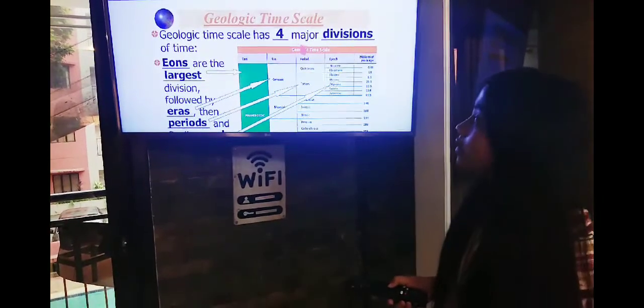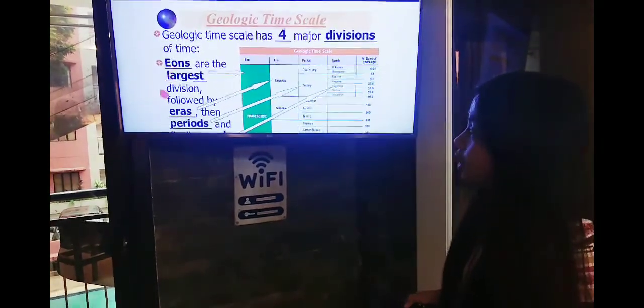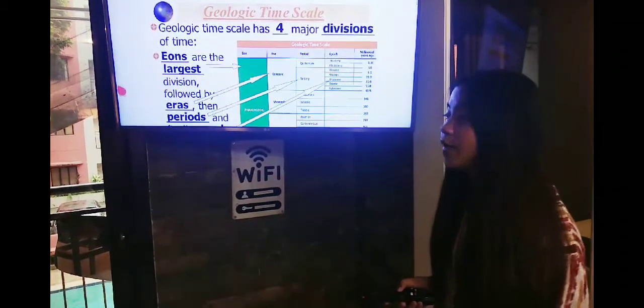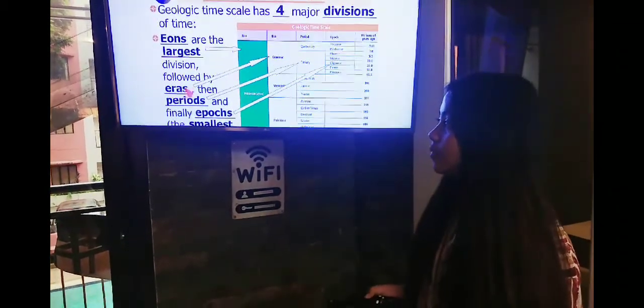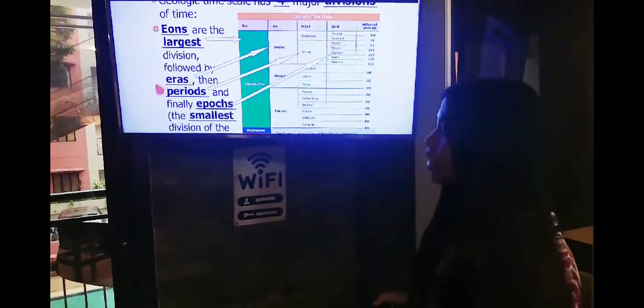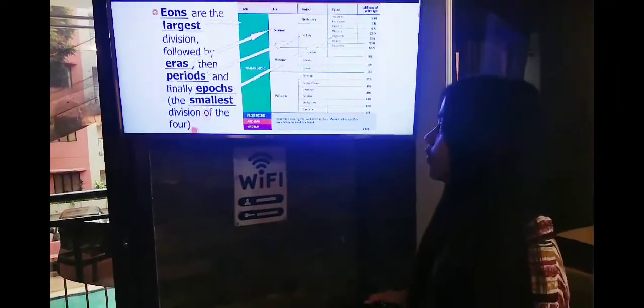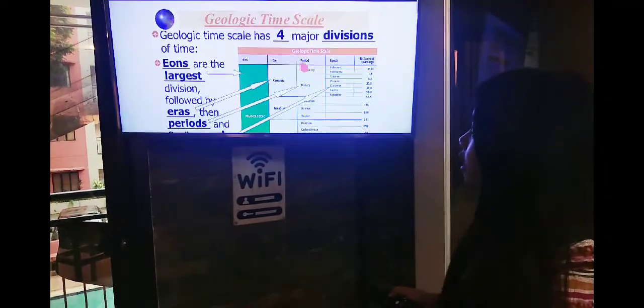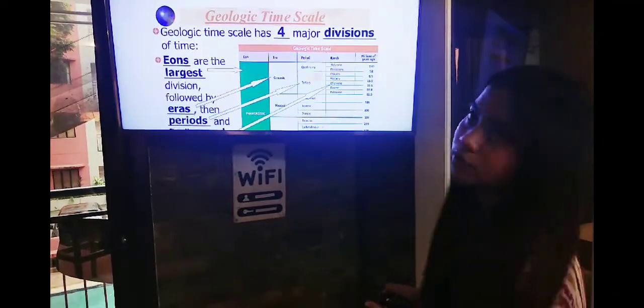Geologic timescale has four major divisions of time. Aeons are the largest division, followed by eras, then periods, and finally epochs, which are the smallest division of the four. Here they are: aeon, era, period, and epoch.